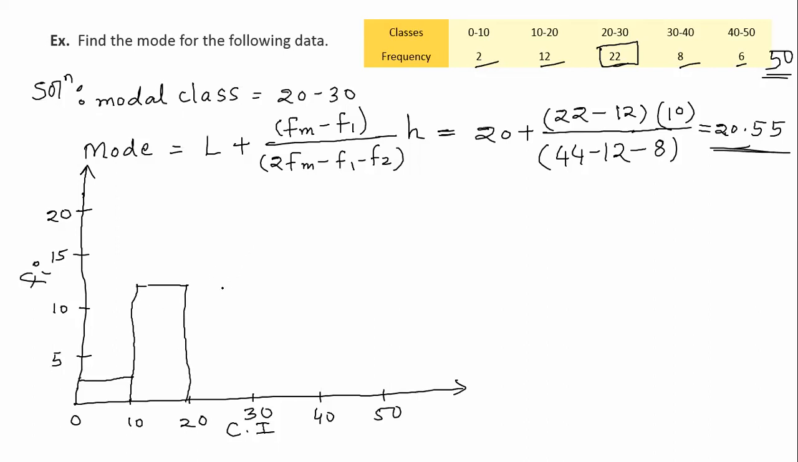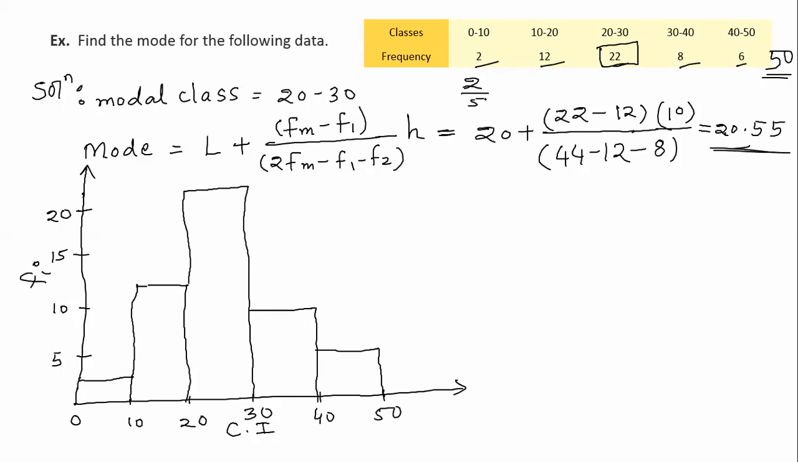20 to 30 is 22. 30 to 40 is 8. 40 to 50 is 6. And you know that the area of each rectangle is proportional to the relative frequency. Relative frequency means the frequency divided by total.